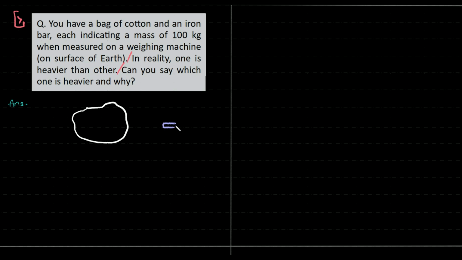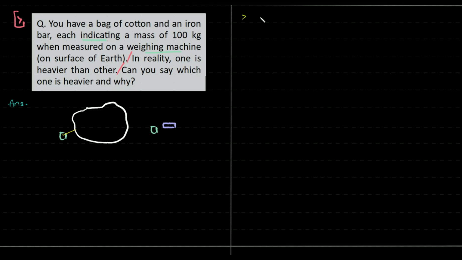So this represents an iron bar, this represents a cotton. Clearly one is bigger and one is smaller in terms of volume, but the measured weight turns out to be the same, and so the measured mass turns out to be the same. This is indicated on the weighing machine. So they're asking one is heavier than the other, that is, one of the masses is heavier than the other. They are telling it is so, and they are asking which one and why. The answer is cotton. Okay guys, my question to you guys is why?